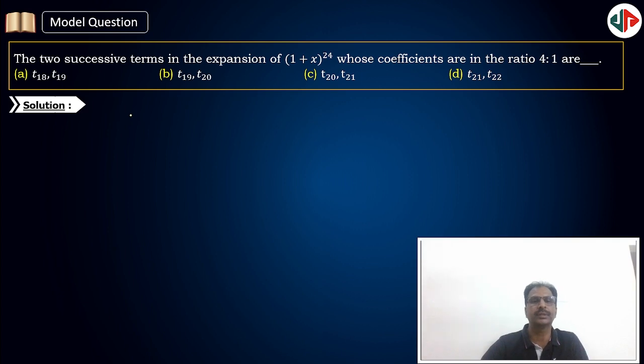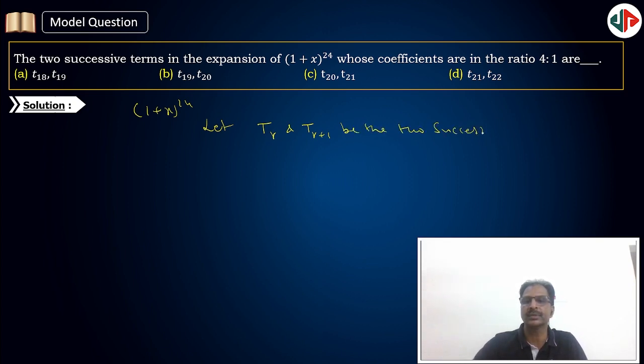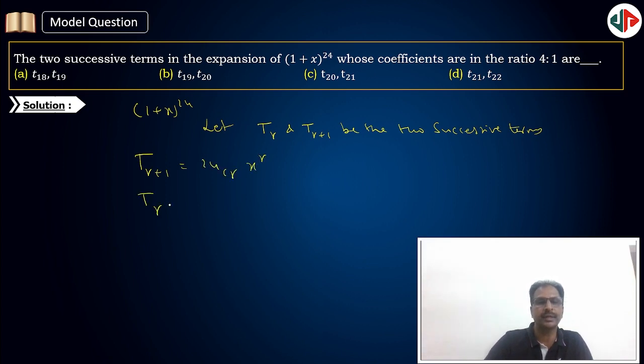Next, two successive terms in the expansion of (1 plus x) whole power 24, whose coefficients are in the ratio 4:1. Let us say the two successive terms are Tr and Tr plus 1. What is the general term Tr plus 1? 24 Cr x power r. Then what will be Tr? 24 C r minus 1 x power r minus 1.